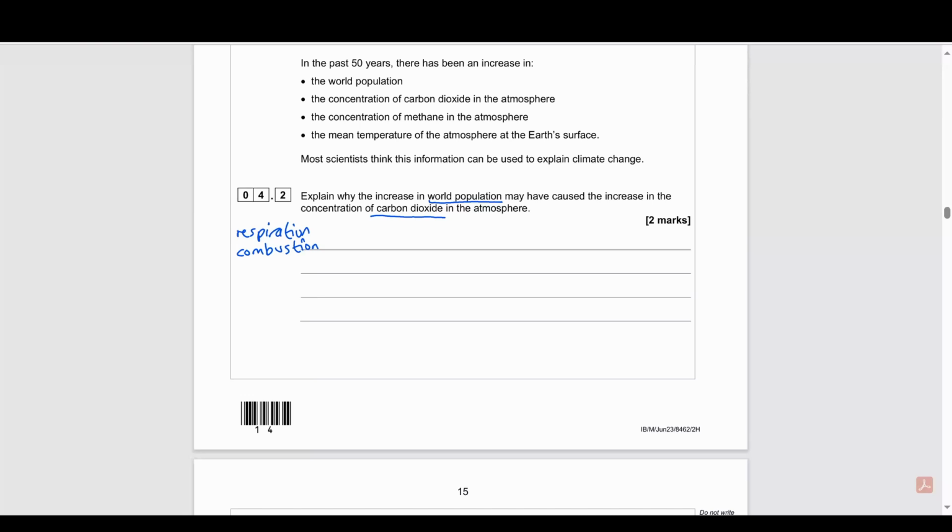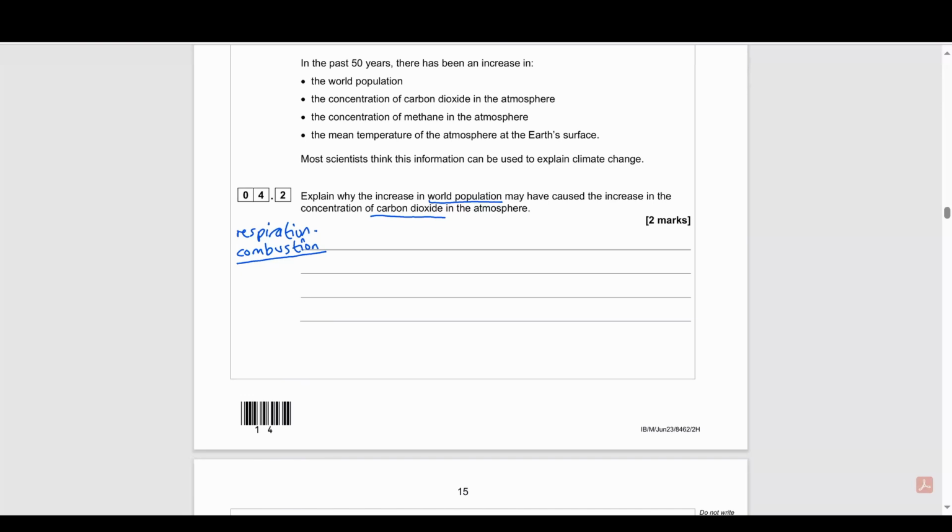Now, we can't mention respiration because it wouldn't cause a drastic increase in the concentration of carbon dioxide. And as I was explaining about photosynthesis, that's still going to be there in quite a high amount. So that wouldn't cause a drastic change to the increase in carbon dioxide. However, combustion would. As we described it, it's the burning of fossil fuels.